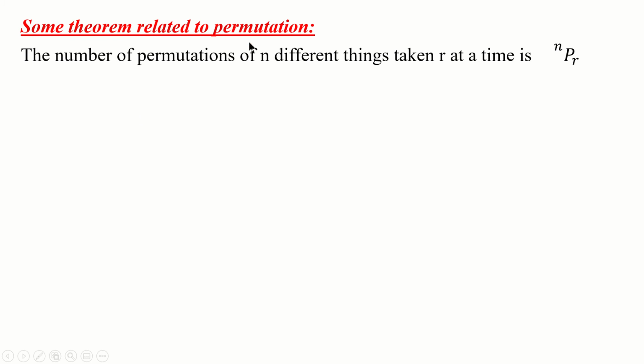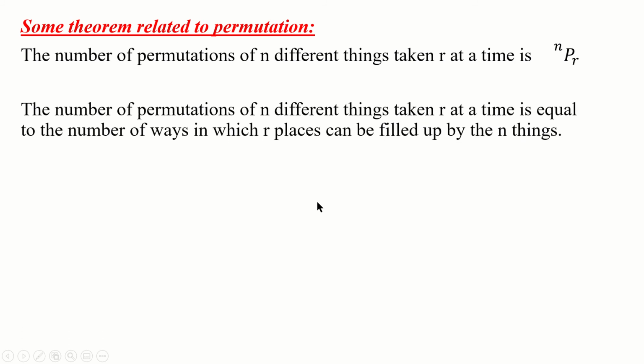Some theorem related to permutation. The number of permutations of n different things taken r at a time is nPr. The number of permutations of n different things, that means all n are different, taken r at a time is equal to the number of ways in which r places can be filled up by the n things.